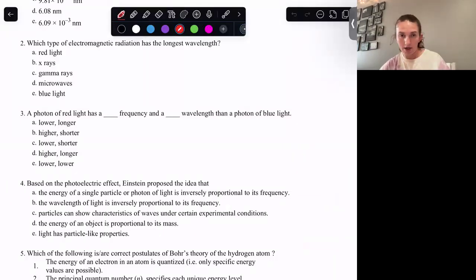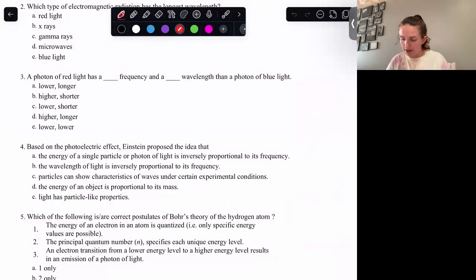Number 4. Yes. So for number 4, we have: based on the photoelectric effect, Einstein proposed the idea that... You have to decide true or false statements based off of what the photoelectric effect told you. Remember that in the photoelectric effect we had a wave come in and then an electron bounced off. For answer A, we have: the energy of a single particle or photon of light is inversely proportional to its frequency.